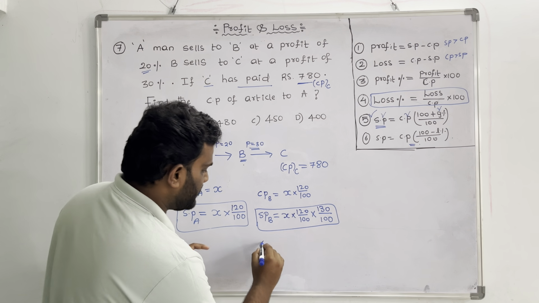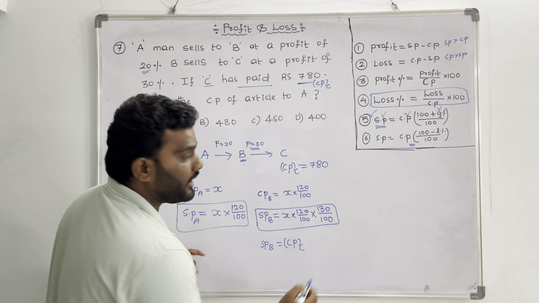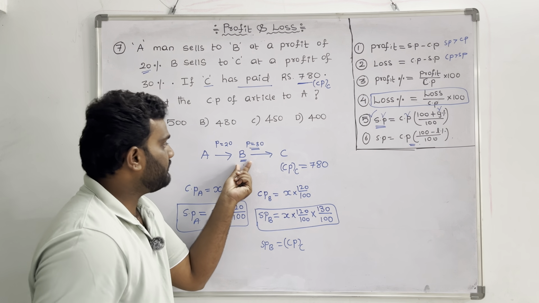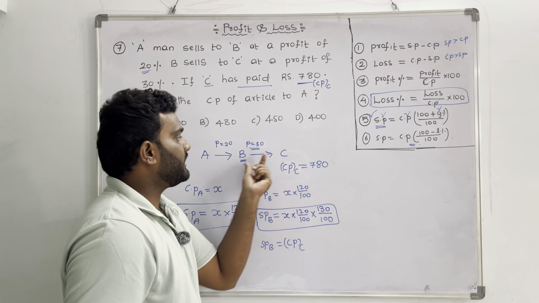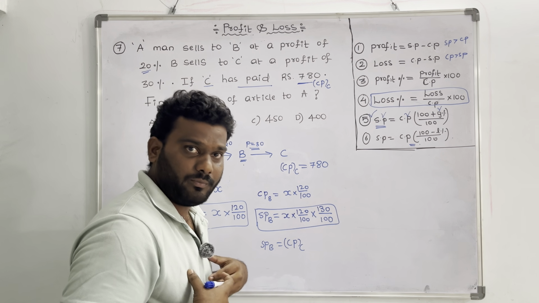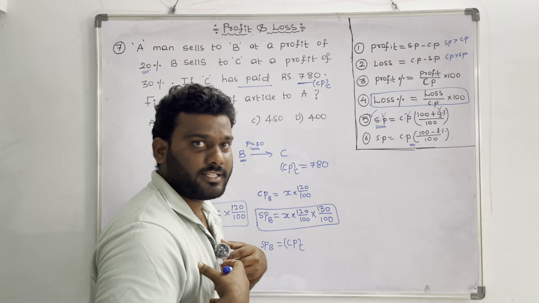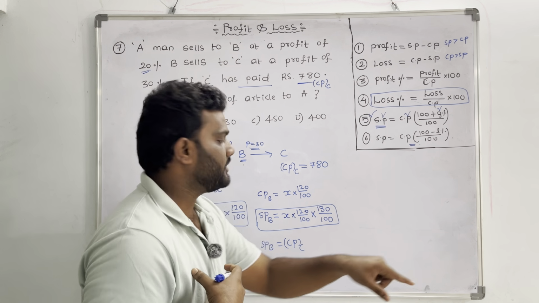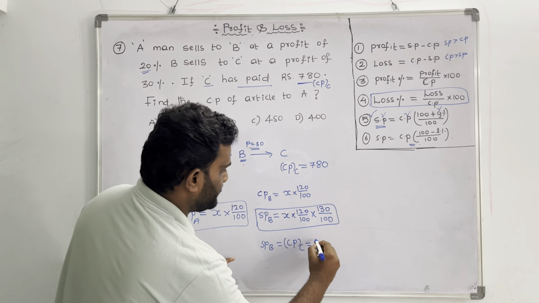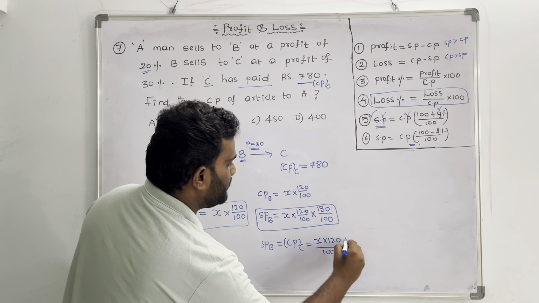So now selling price of B will become cost price for C. Am I right or wrong? Don't confuse. Whatever B is selling to C, that will become cost price for C, right? I am selling to another person, so that is my selling price, but for him that is cost price. That is why I have written like this. What is the cost price of C now? Same thing. This is X into 120 by 100 into 130 by 100.